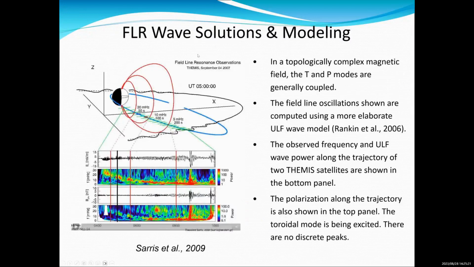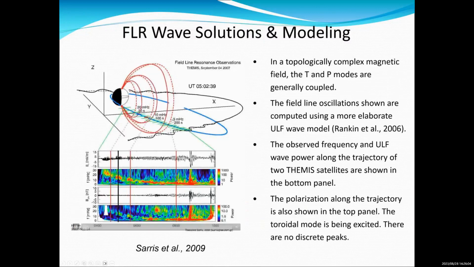In the case where you can't decouple them, there are still two solutions, but they don't fall into the category of toroidal and poloidal. We refer to them as mode 1 and mode 2. Mode 2 in the appropriate limit would correspond to the toroidal mode. But in general, in an arbitrary magnetic topology, you don't have this delineation where you can refer to one wave as toroidal and one wave as poloidal.